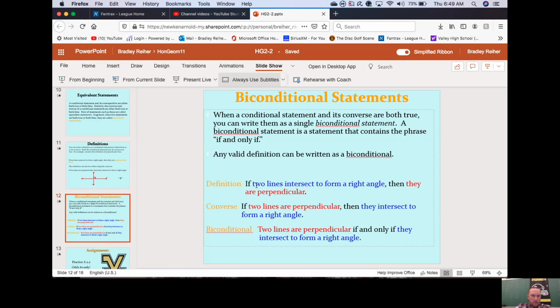So here's our definition. If two lines intersect to form a right angle, then they are perpendicular. Converse, if two lines are perpendicular, then they intersect to form a right angle. Biconditional would be, say the blue, say if and only if, then say the red. Also, you could say the red first, if and only if blue. It means the same thing because it's reversible. Two lines are perpendicular if and only if they intersect to form a right angle.